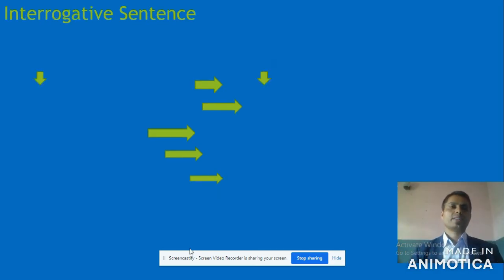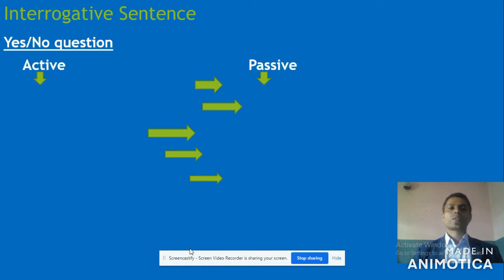Now the next one is under interrogative sentences. Here we are going to see the structure of active interrogative sentences as well as the structure of passive interrogative sentences. Under interrogative we have two types of questions: yes no questions and WH questions. So first look at yes no questions, active and then passive.